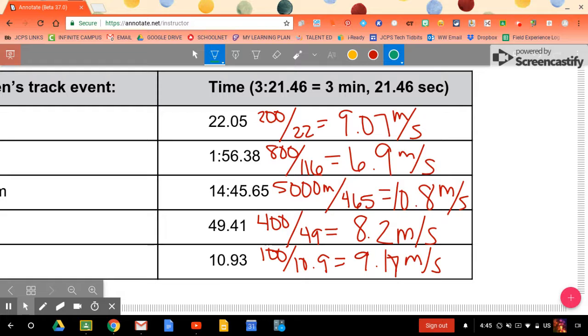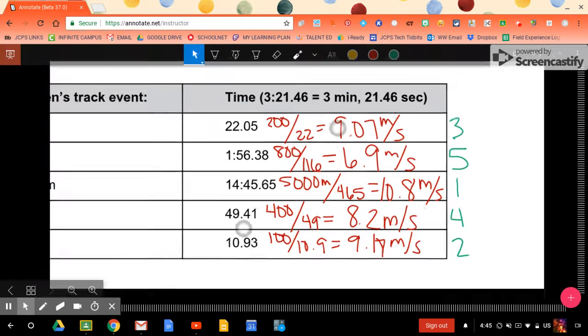So in looking at this, looking at all our times, we're going to rank them. So we find our fastest time. So if they go the distance in the least amount of seconds. So the farther they go in the amount of seconds, the faster their time is. You have 1 is 10.8, 2 is 9.7, and then you have 9.07. And then you have your 8.2 and your 5. And you're almost finished with that problem.